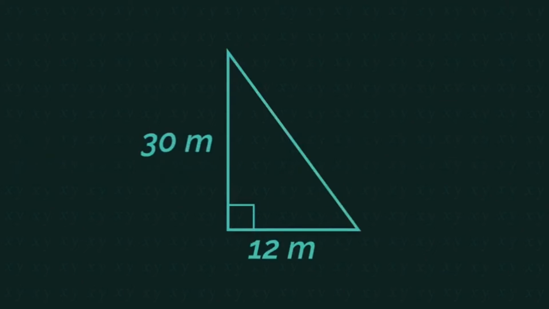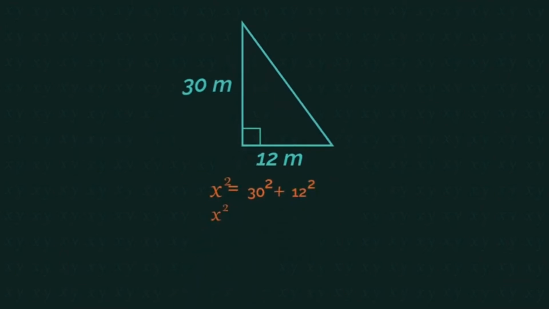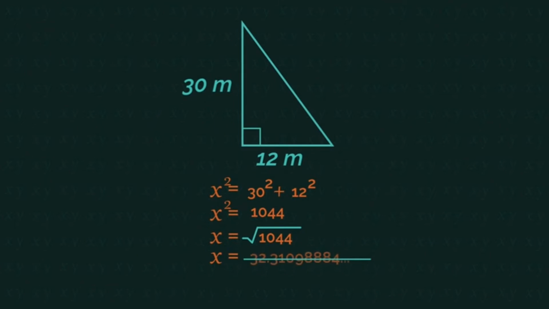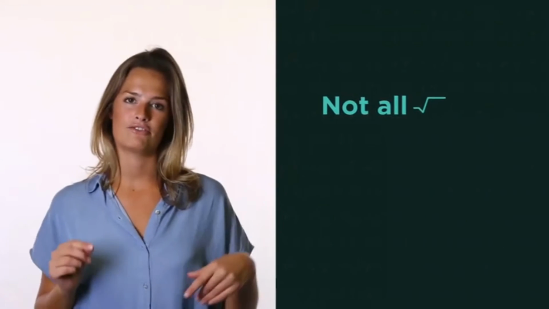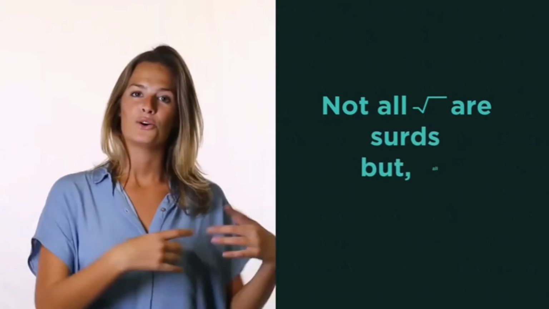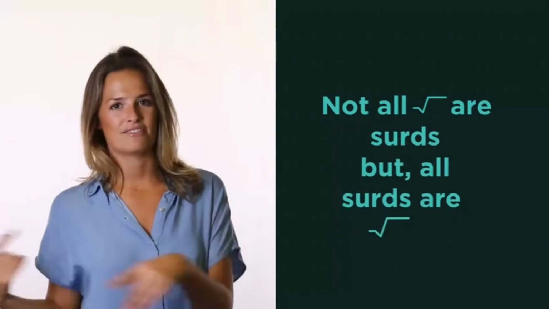And actually, in Pythagoras, we come across them a lot because it is much more accurate to leave it as a surd than to round the decimal places. So square root 1044, or the simplified surd form of 6 root 29, is much more accurate and easier than writing 31.31, etc. So not all square roots are surds, but all surds are square roots.